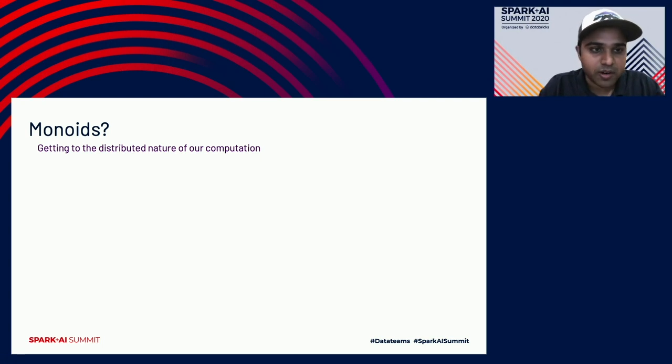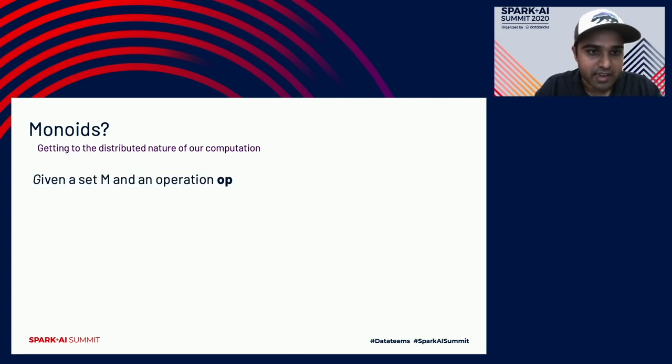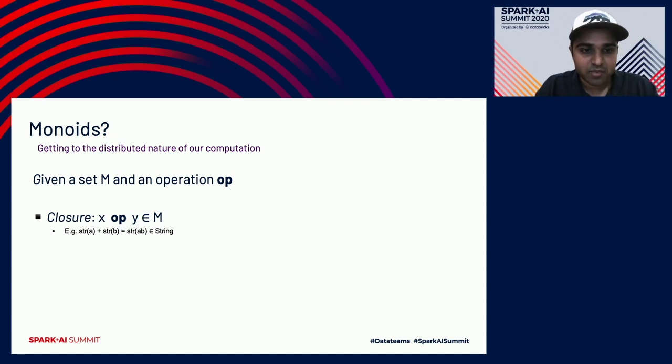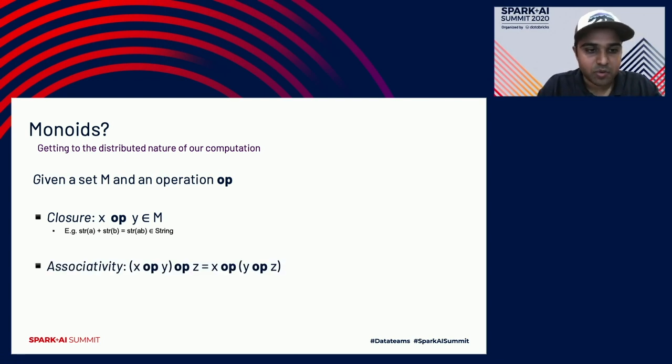With respect to what monoids are, the way I would look at it is that you have a set M and an operation OP that we have defined, and we're going to look at various properties, starting with closure. That is, when you perform an operation with two elements, does the result still belong to the same set? That's the closure property. For example, string A plus string B gives string AB, which is again a string. The next one would be associativity.